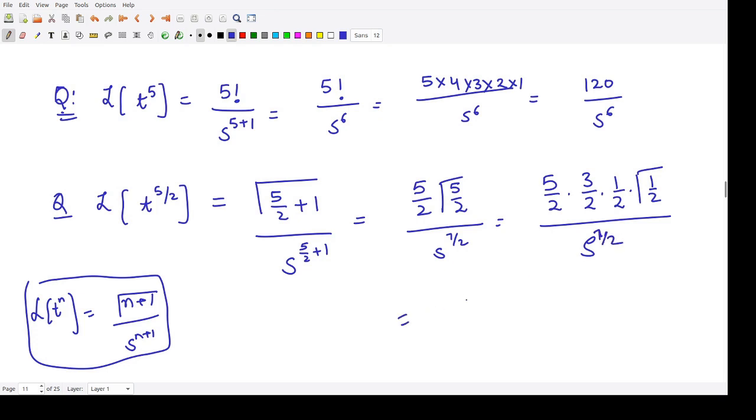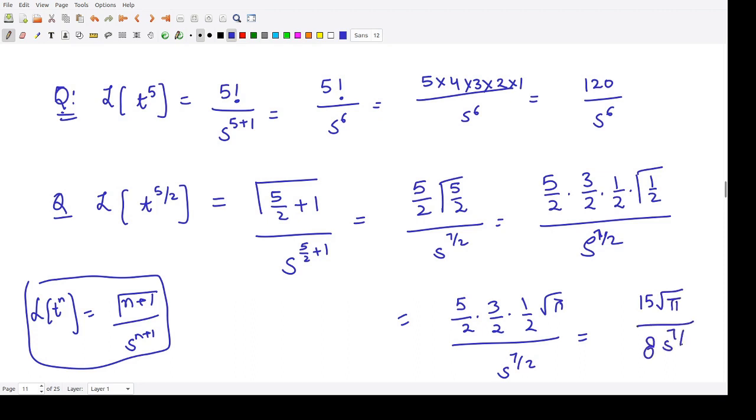So this finally becomes 5 by 2 into 3 by 2 into 1 by 2 into square root pi, divided by s raised to power 7 by 2. You can simplify this. You would have 15 square root of pi divided by 8 into s raised to power 7 by 2. So that is the final answer, right?